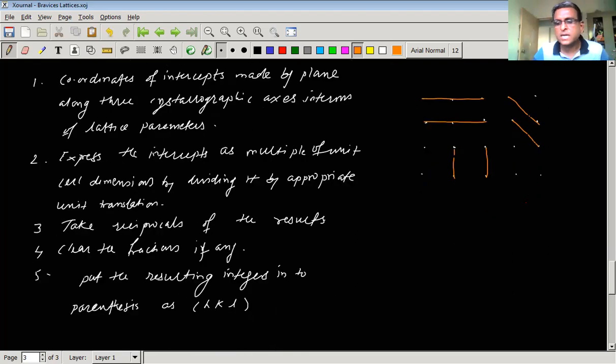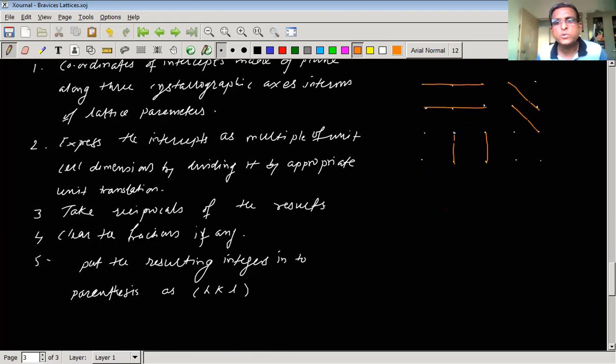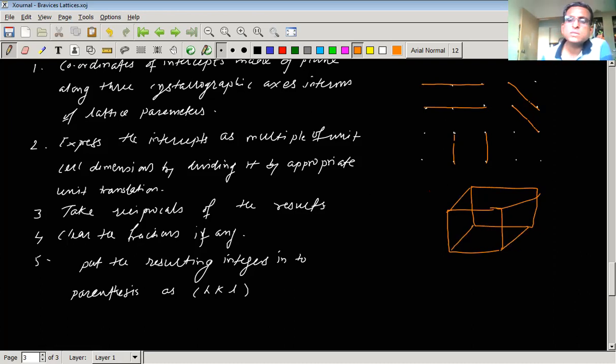For example, I will show you here. If we consider a cubic lattice, this is a cubic lattice. We can draw it here. This is a cubic lattice. Now suppose there are lattice points at each corner.